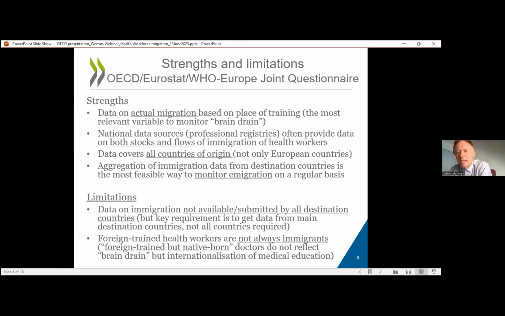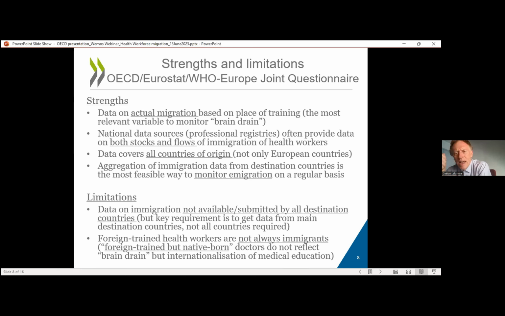The data is looking at the actual migration. So it's not intention, it's actual migration based on the place of training, which is arguably the most relevant variable if you want to monitor the brain drain. It's based on the national data sources that are used to provide these data, which often provide both stock and flows data. And I showed some of the examples. It covers all countries of origin, not only the European countries.